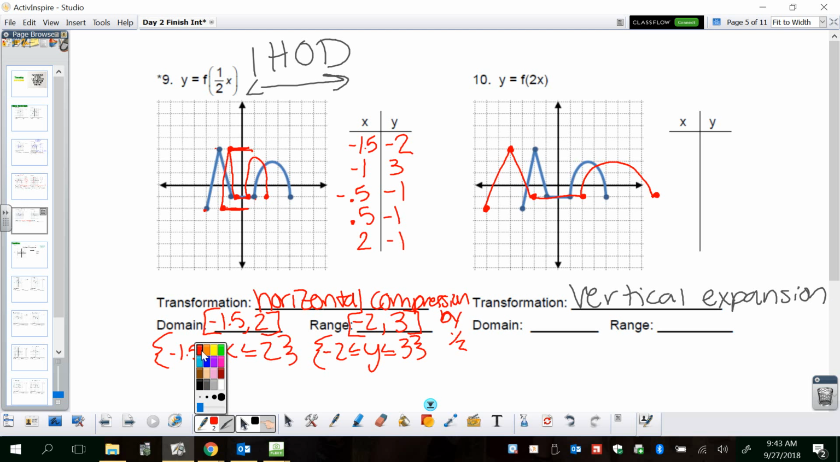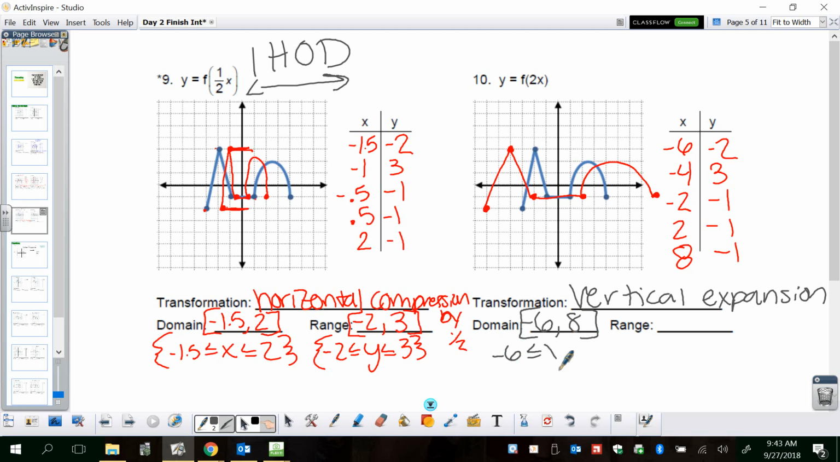Okay. So this is -6, -2, -4, 3, -2, -1, 2, -1, 8, -1. Did my domain change? Yes, it got wider, it got bigger. So what is it now? -6 to 8. Okay, and did my range change? No. -2 to 3 is still my range.